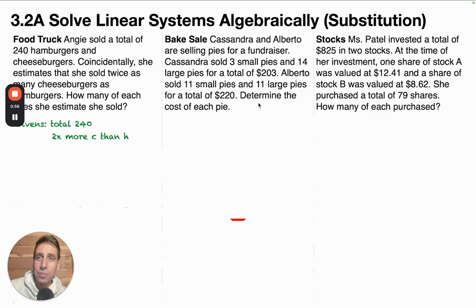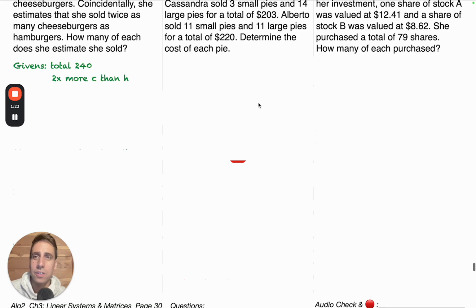Food truck Angie sold a total of 240 hamburgers and cheeseburgers. Total is going to be a big word in systems of equations. This section, next section, anytime you see the word total, that's going to be your clue as to how to construct the equation. I'll show you how in a second. Angie sold a total of 240 hamburgers and cheeseburgers. Coincidentally, she estimates that she sold twice as many cheeseburgers as hamburgers. So how many of each does she estimate she sold?